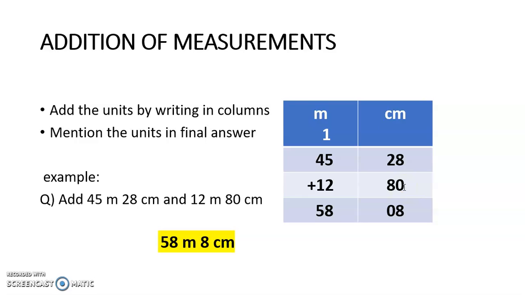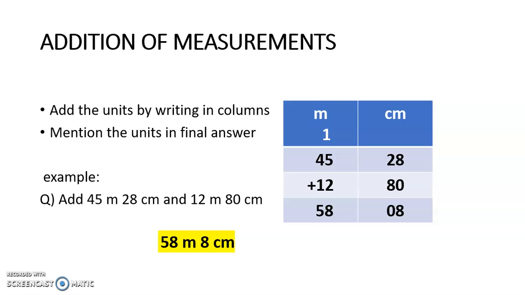Let us add it. 8 plus 0, 8. 2 plus 8, 10, 0 here, and 1 will be carried on to the next column, because in centimeter column only maximum 2 digits can be there. Now let us add here 1 plus 5 plus 2, 8, 4 plus 1, 5. So the final answer is 58 meter and 8 centimeter. Always remember to mention the units in the answer also.